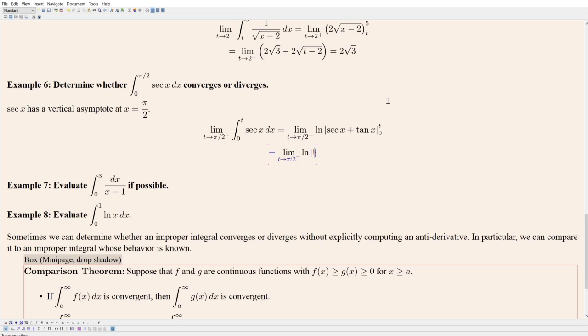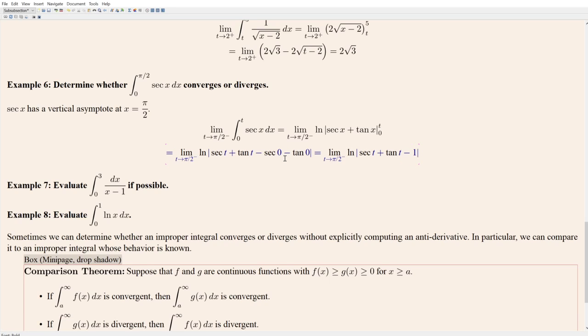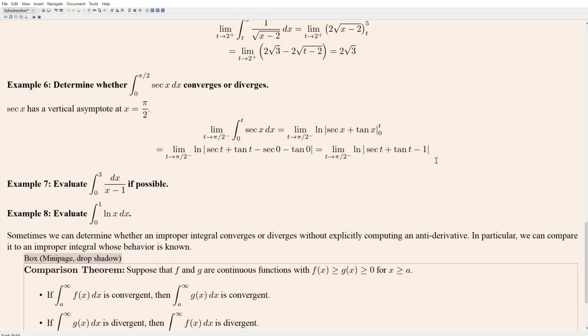So let's see, if we plug in t, we get that. If we plug in 0, secant at 0 is 1. Tangent at 0 is 0. Okay. And that's all inside the log.